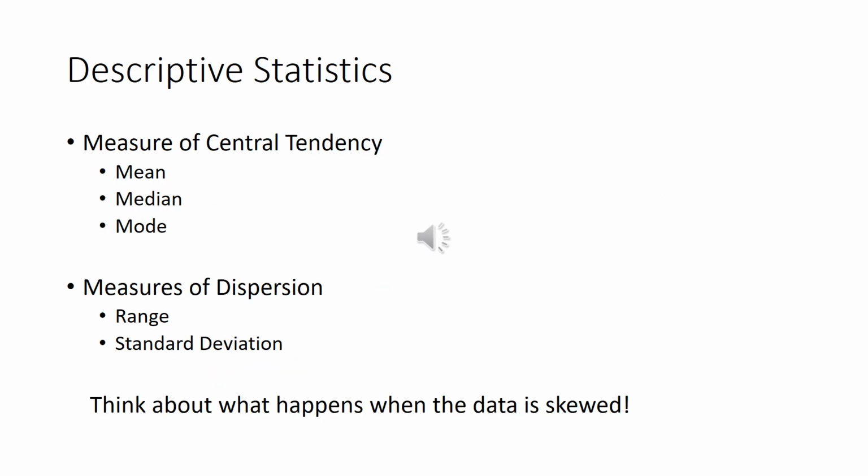I'm not going to spend a whole lot of time on this slide. Descriptive statistics: two things you want to know about any data are the center point and how much it varies. The center point, or the central tendency, is mean, median, mode. For the measures of dispersion, you have range or standard deviation. What I want you to do is think about what happens when the data is skewed, and again relate that back to the central limit theorem and why we need the central limit theorem.